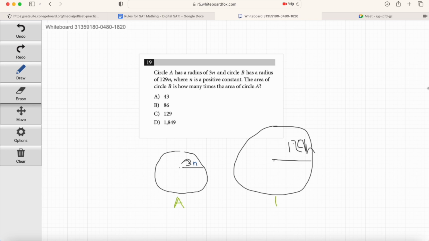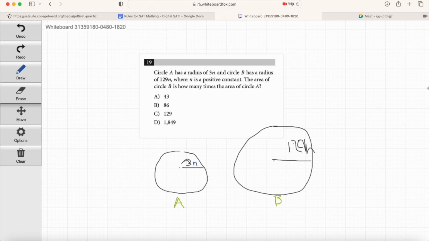Okay. All right, so now I don't think the operation here is obvious to find out how many times bigger the area of circle B is than the area of circle A. I don't think that's obvious at all. So what I want to do is plug in a value for n, okay? And we'll find out how big the radius is for each of these circles. Once we know the radius, I think we can find the area of these circles as well once we have a value for n. Does that make some sense?